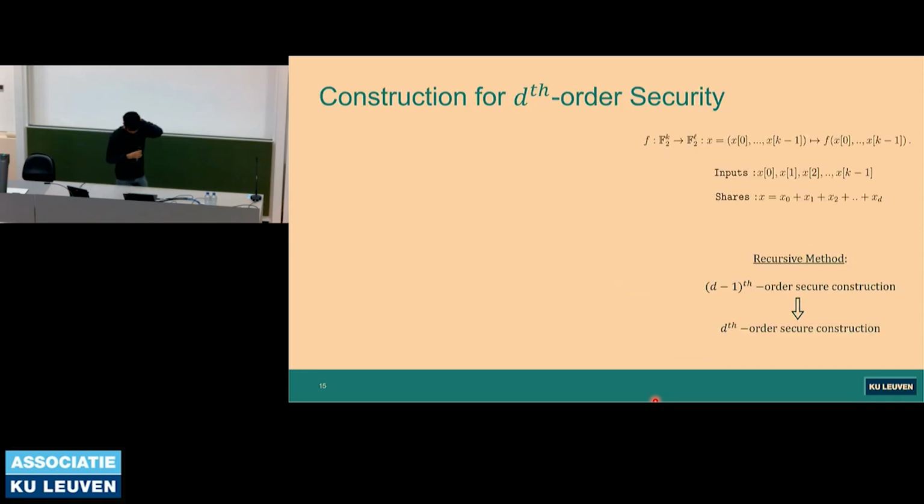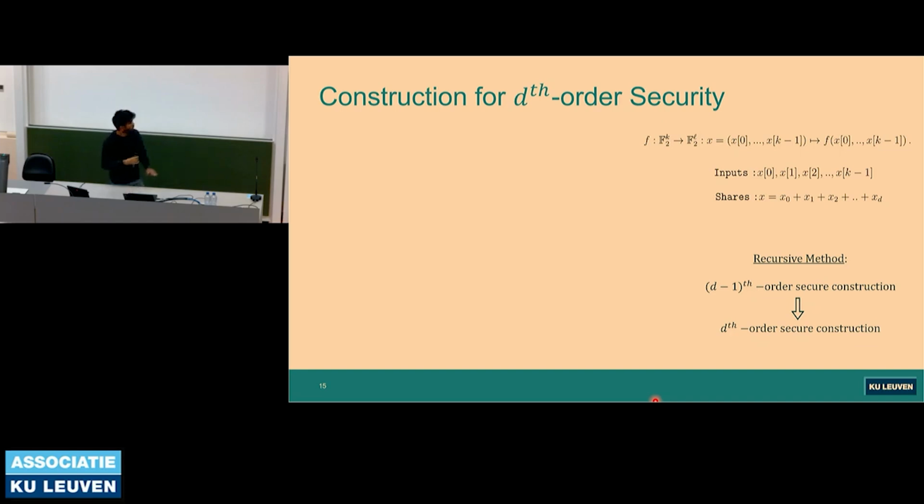So this approach is recursive. Once you have a first order secure circuit, you can get a second order secure circuit from it. And then from second, you can go to third to fourth. So the construction is also very, very similar for one order to another.